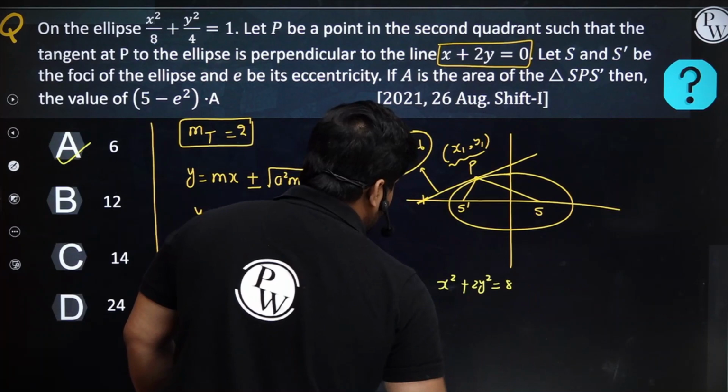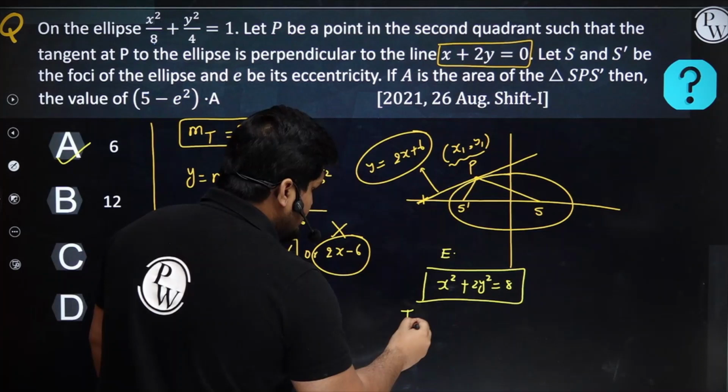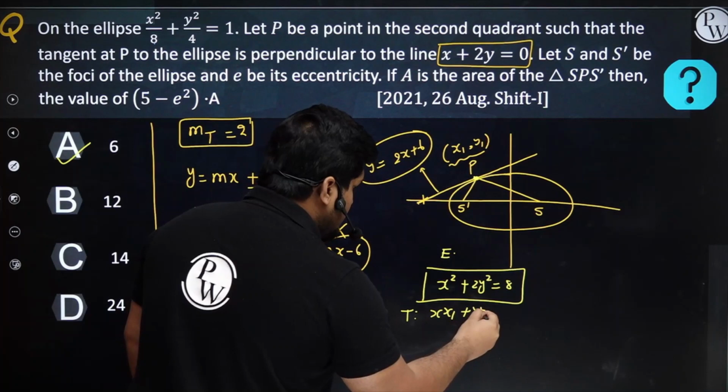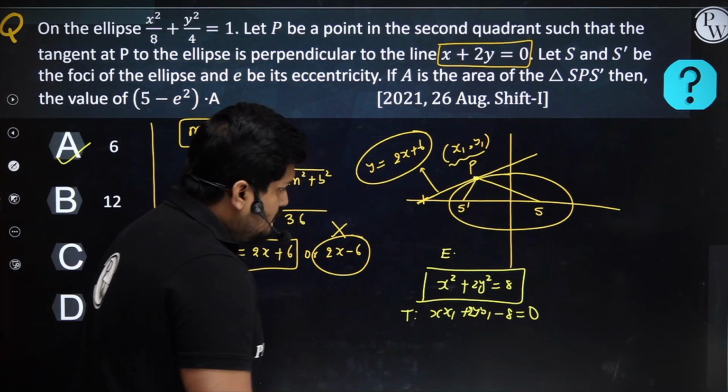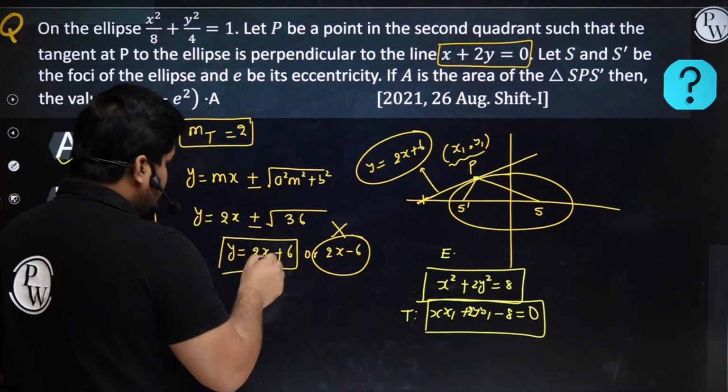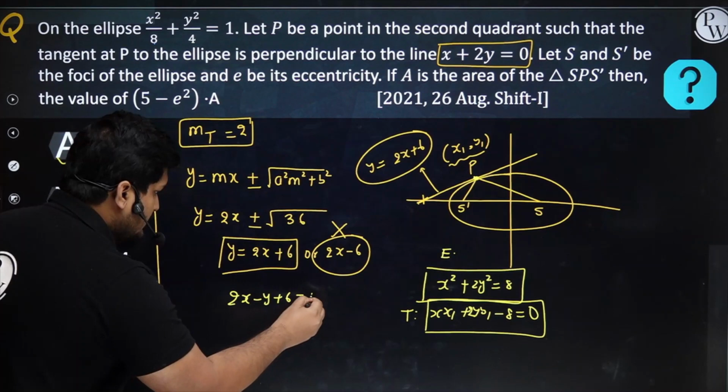This is the ellipse. So what is the equation of tangent? Tangent at P, x1, y1. So it is xx1 plus yy1 into 2 minus 8 equal to 0. So we have to compare this tangent equation with this. Like if I write it in that form, it is basically 2x minus y plus 6 equal to 0.